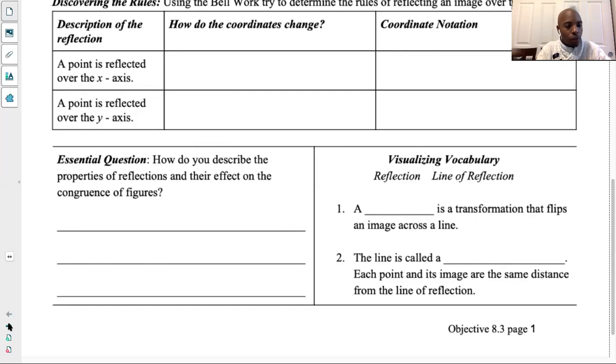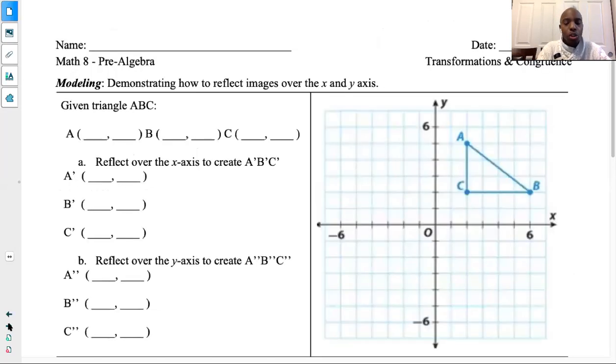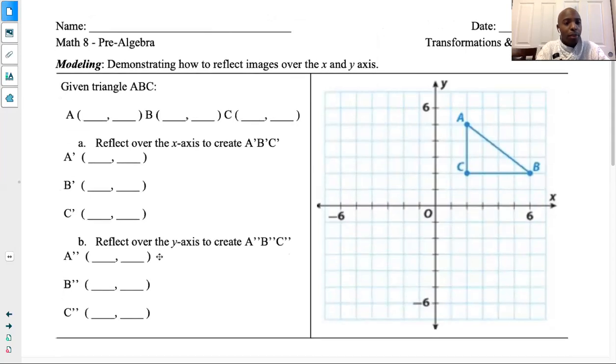I'm going to model one for you. And then what I want you to do is complete the rest of the problems. I believe there are 4 problems for you to do, or probably 3, and they're asking you to take an image, flip it over the X, and also flip it over the Y. I'm going to show you what that looks like right now with the model. They gave me a triangle ABC. I need to first identify the coordinates of ABC.